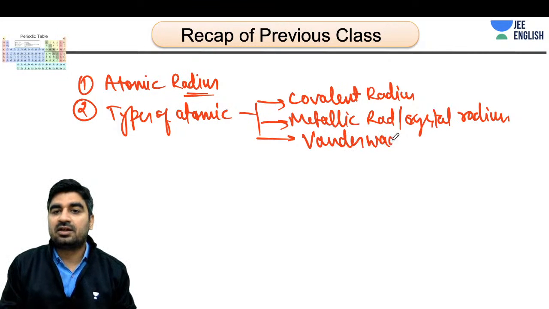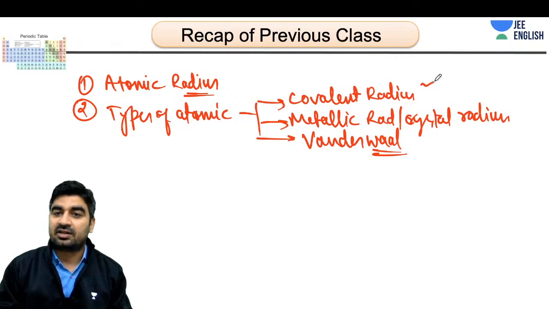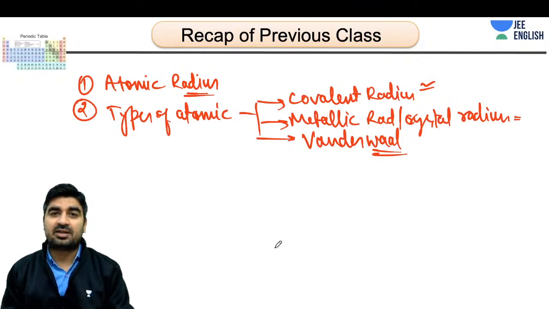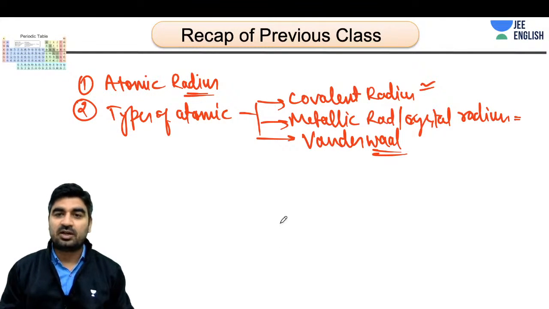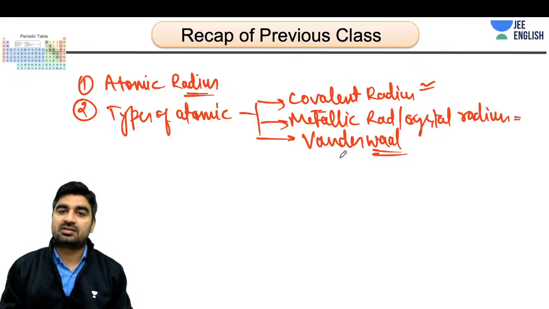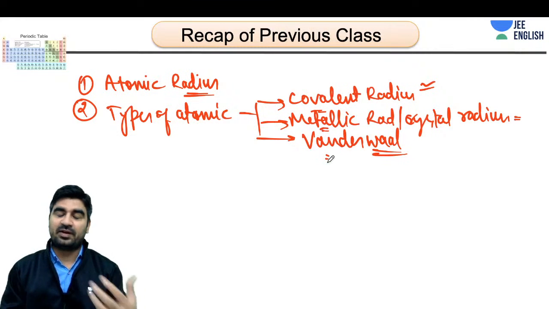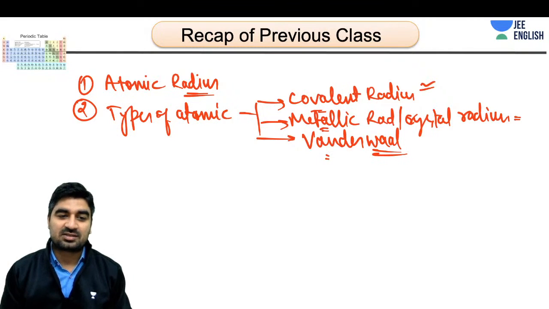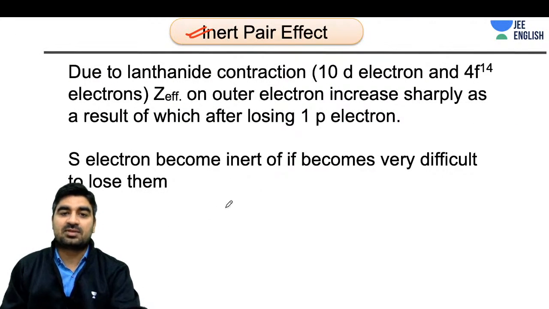So three kinds of radius were there, and I even told you why we need all three, because an atom of every element cannot form all types of bond. If there is covalent bonding, then we calculate covalent radius. If there is metallic bonding, then we calculate metallic radius. And if there is van der Waal bonding or van der Waal attractions, then we calculate van der Waal radius. Got it? So inert pair effect we covered in the previous class.